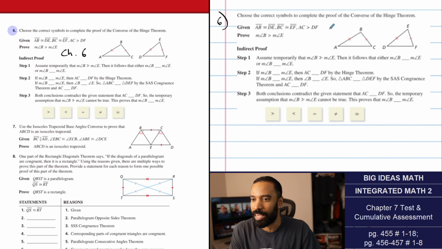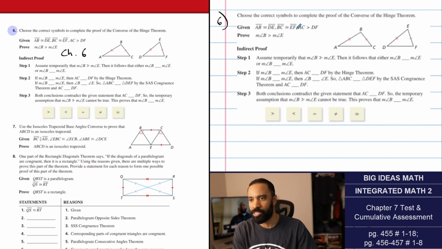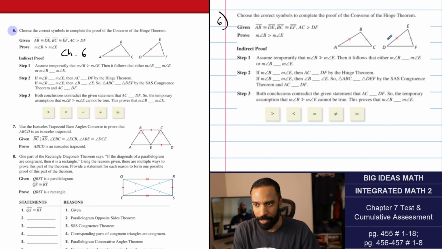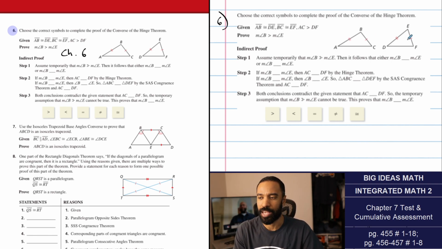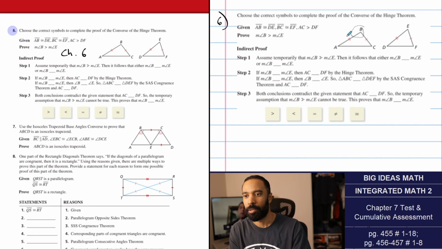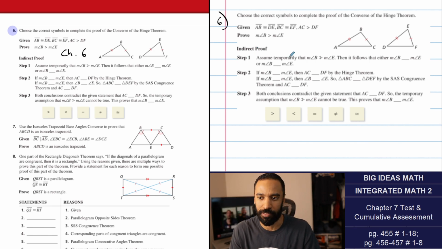All right. Given AB is congruent to DE, and given that BC is congruent to EF, AC is greater than DF. So let me state out loud what the hinge theorem is all about. When 2 sets of sides are known to be congruent, we can determine the comparison of the measures of the included angle between these by the side that's opposite those angles, given that these two are the same. If this is greater than this one, then this angle measure will be greater than that one. So we're completing an indirect proof of the converse of the hinge theorem.